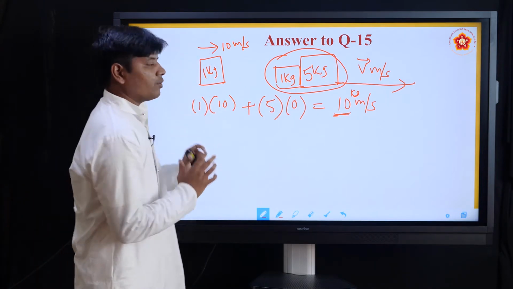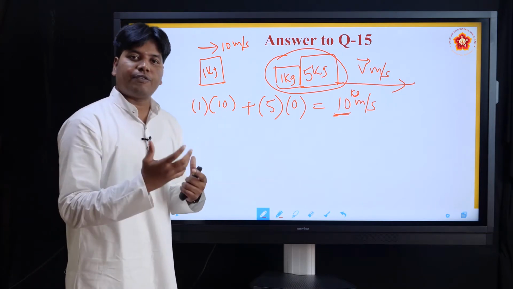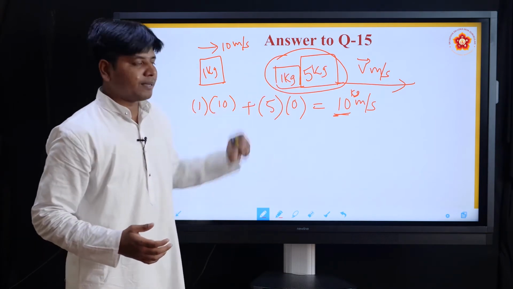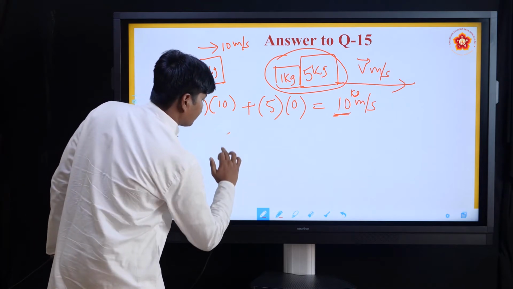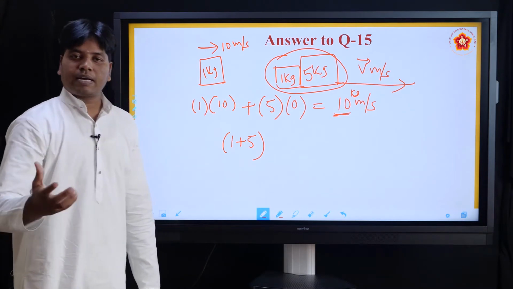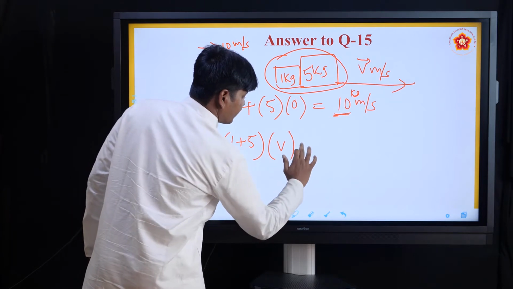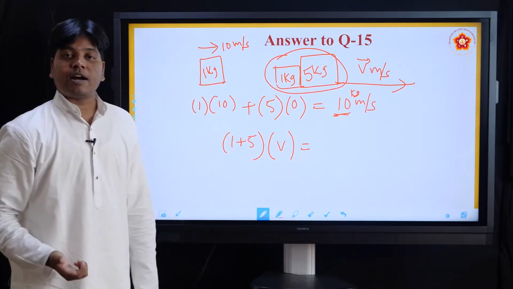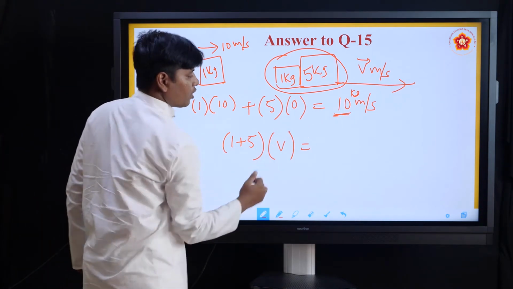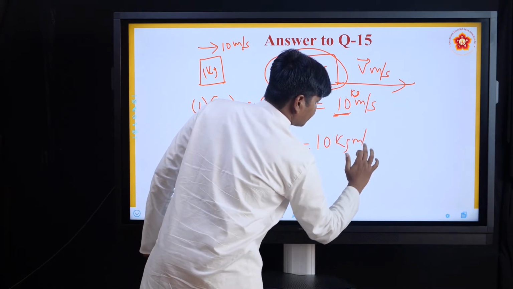So let us find out the momentum. Let us use the momentum equation and find out the velocity of the combined object. What is the momentum of this body? What is the mass first? 1 plus 5, right? Because they two together form a combined body now. So 1 plus 5 into the velocity, which we are going to find out, is equal to the momentum after the impact. It should be equal to the momentum before the impact, that is 10 kg meter per second, right?